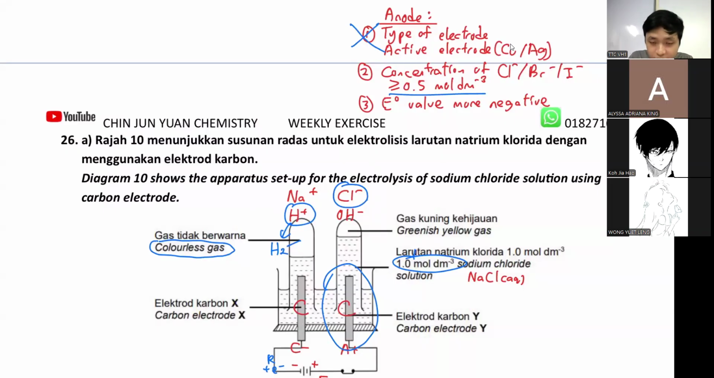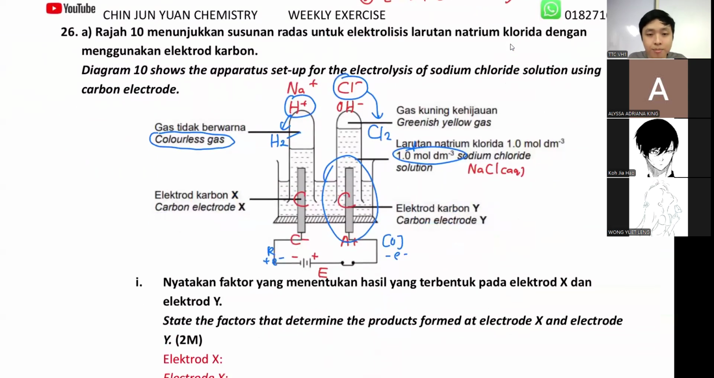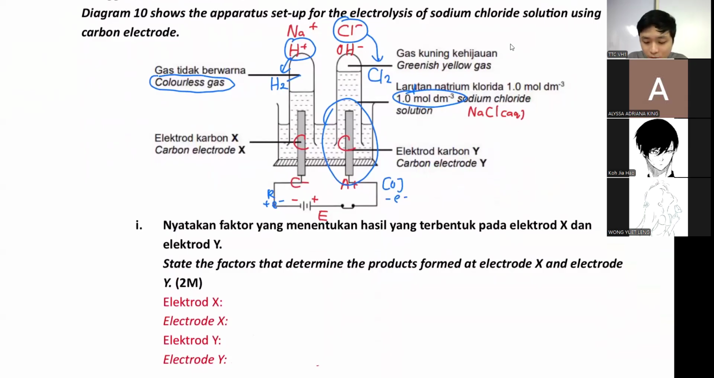So, Cl- undergo oxidation, become Cl2. Okay. So, that's why you got greenish yellow gas, which is chlorine gas. Greenish yellow gas is chlorine gas.